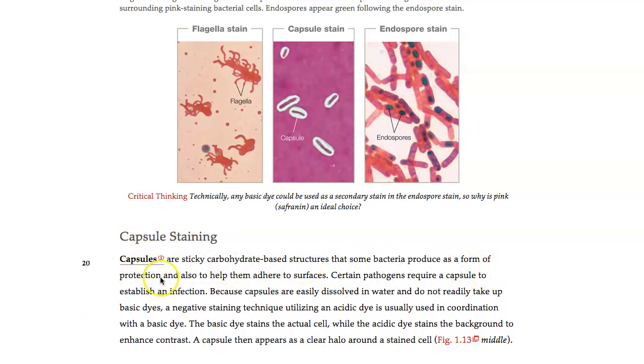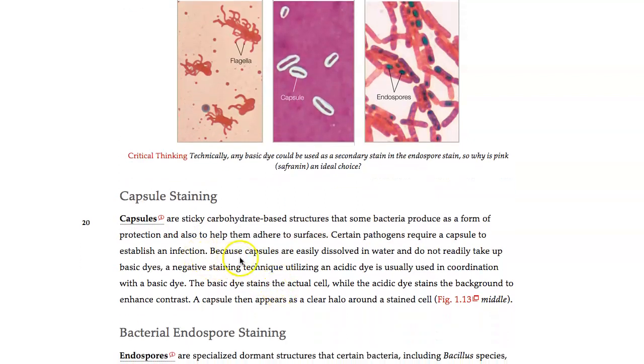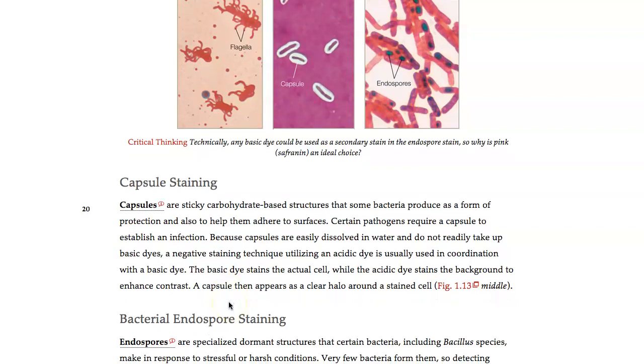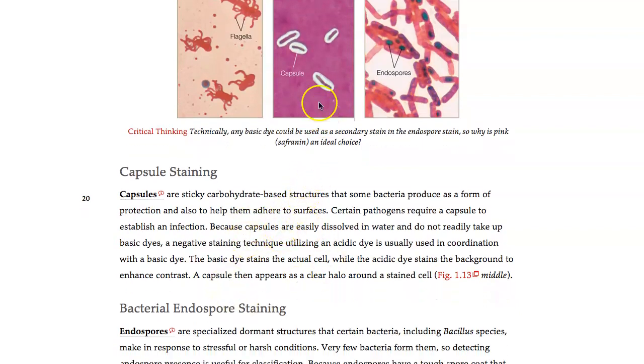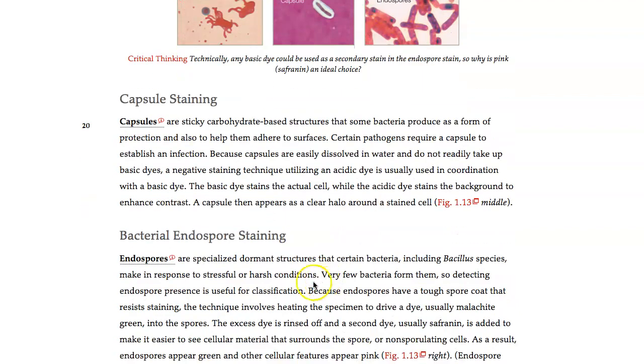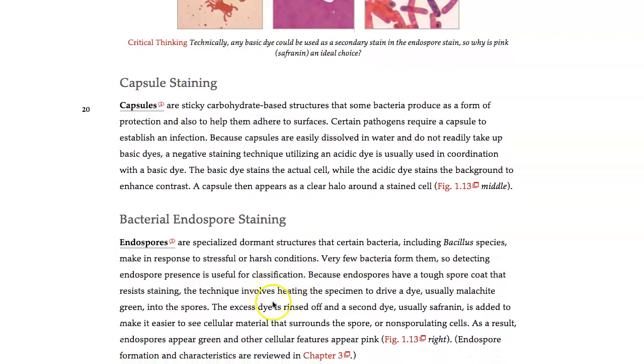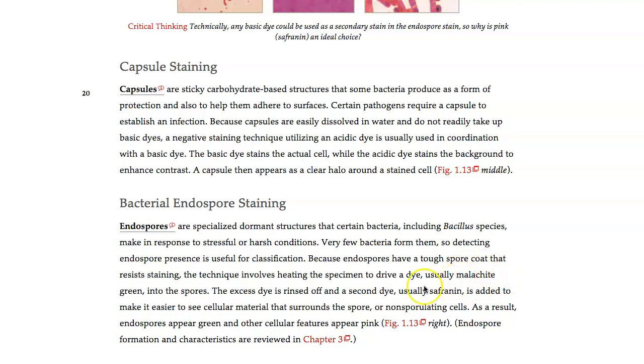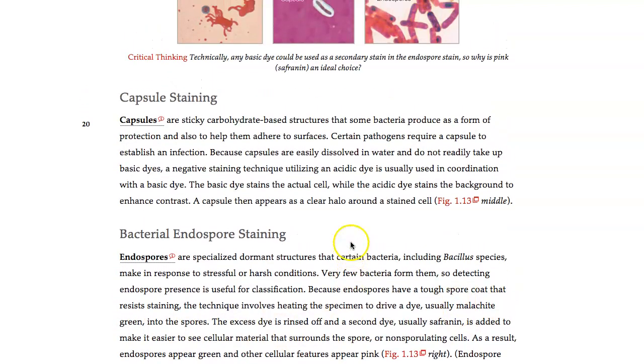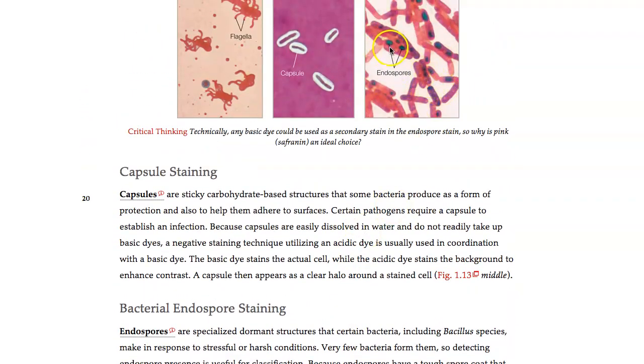And then this just goes into examples of this. So you have the capsules, which are, again, the carbohydrate-based structures, and very, very important in adherence and as part of the infectious cycle, which we'll be talking about later. And again, we can use specific stains to visualize the capsule more clearly. You have endospores, which can be stained as well. Here the example is malachite green, and you can see that in the diagram as well. You can see the greenish staining spores.